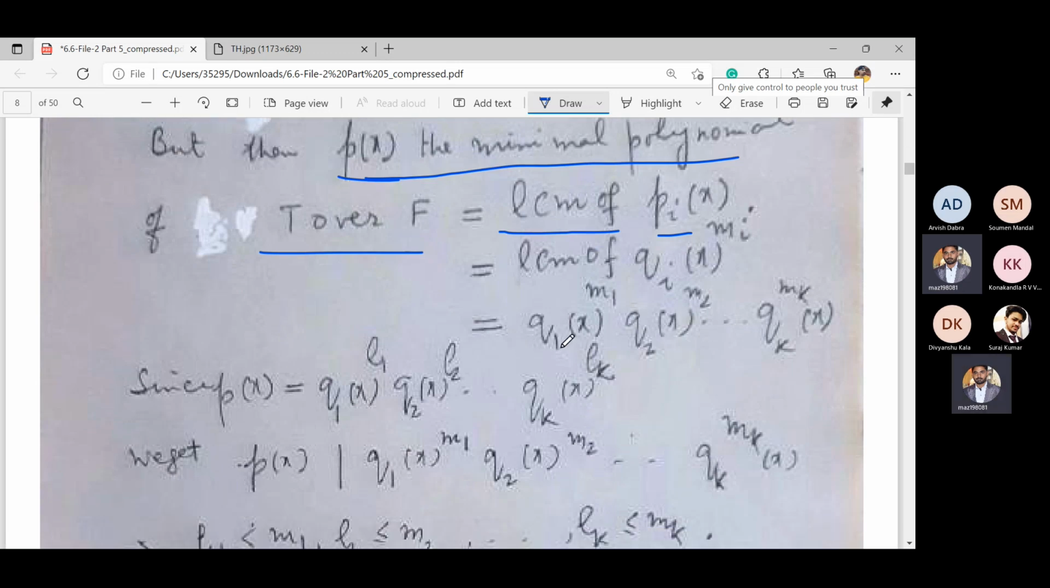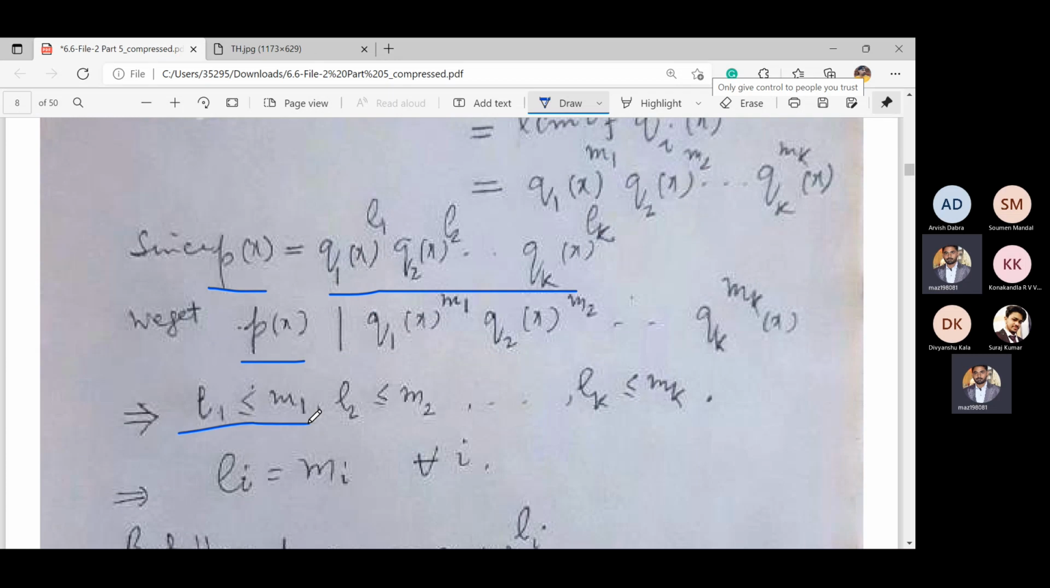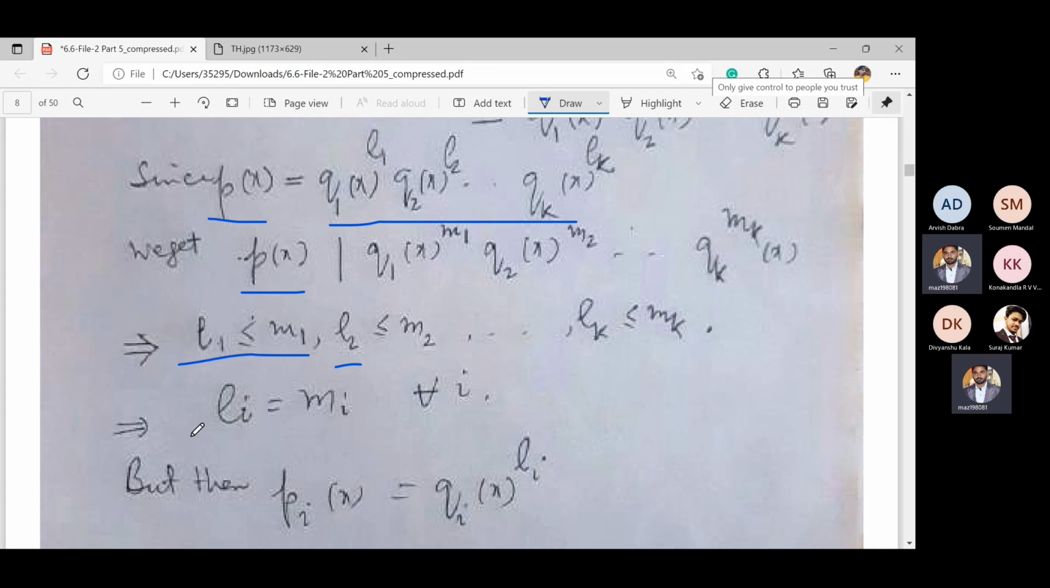We have shown that these are irreducible, meaning they are relatively prime: q_1(x) raised to the power l_1, q_2(x) raised to the power l_2, and q_k(x) raised to the power l_k. Each of q_1, q_2, and q_k is irreducible, so they are relatively prime. So we get P(x) equals the product of all these things. This implies P(x) is the minimal polynomial of T. So this P(x) divides q_1(x) raised to the power m_1, q_2(x) raised to the power m_2, and q_k(x) raised to the power m_k, where the m_i's are greater than or equal to the l_i's. So this implies l_i equals m_i.